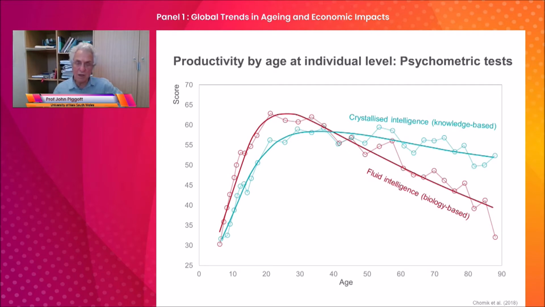And so depending upon the nature of the task, the nature of what's required of someone in a job, crystallized intelligence can dominate fluid intelligence in terms of its utility in the labor market. And that can happen until well beyond the sorts of ages of retirement that we are currently observing. Next slide, please.